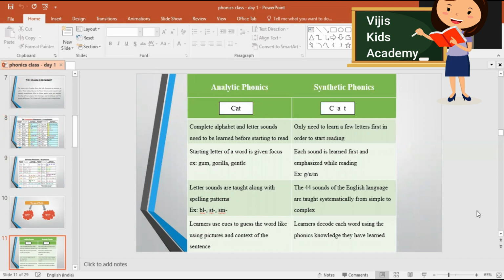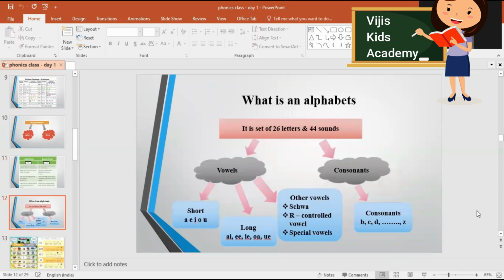Because in analytical phonics, we go with the alphabetical order. Next one, what is the alphabet? Alphabet means we have 26 letters and we know the 44 sounds. In the order, nearly we have 26 letters, but the sounds are 44. The sounds have been separated into two types. One is vowel and the other is consonant. The consonants are different. We have them from B to Z. We don't have any confusion with the consonants from B to Z.